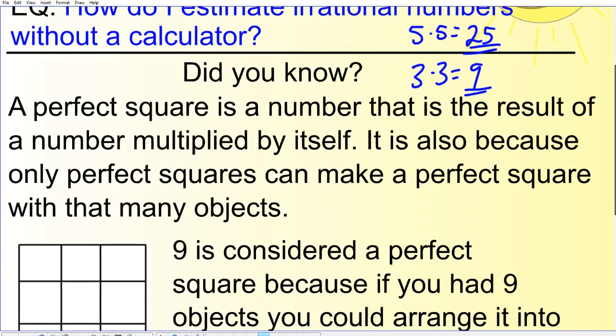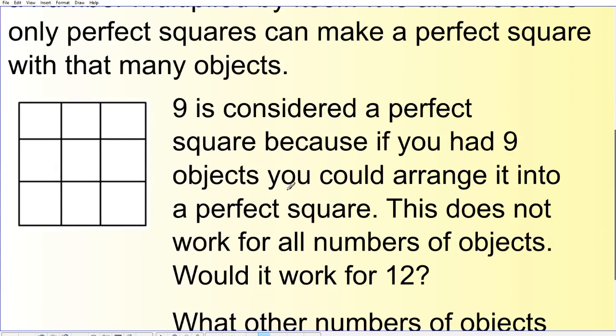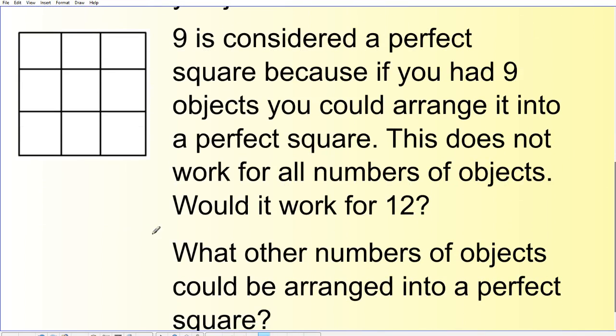So for example, if you had 9 objects, here I'm using squares, I could make a perfect square out of it. Here we go. 9 is considered to be a perfect square because if you had 9 objects, you could arrange them to form a perfect square. See? Other perfect squares, like 4. If you had 4 objects, boom, boom, boom, boom, 4 M&Ms, you can make them into a square.